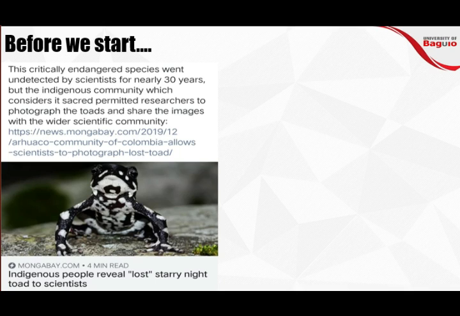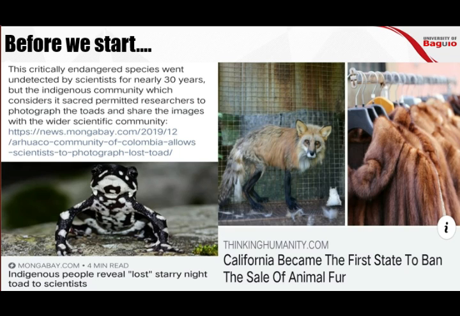Also related to animals or organisms, last 2019, California became the very first state to ban the sale of animal fur. As we all know, animal fur is used to come up with different products, such as clothing products, more on coats and so on. Not only California but also other countries, even here in the Philippines, we banned the sale of animal fur. But not all companies or industries comply.